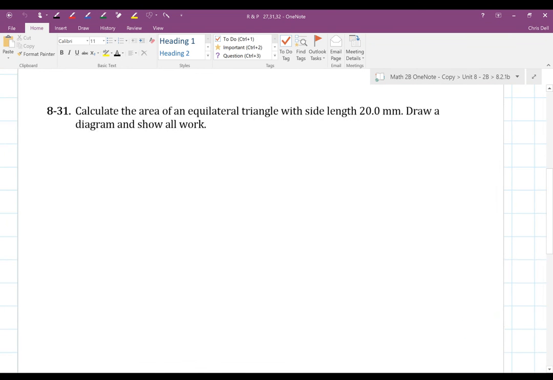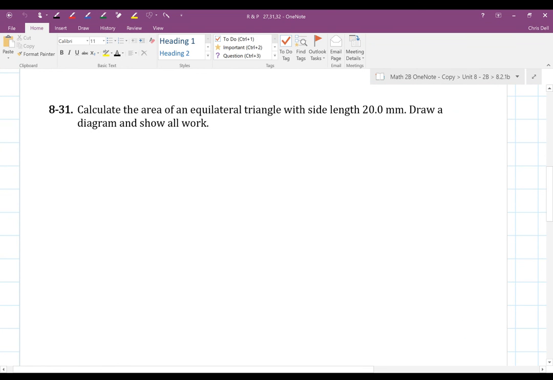We are looking at a problem where we've got to find the area of an equilateral triangle given its side length. So this is coming from CPM's Integrated Math 2, section 8.2.1, number 8-31. So it says calculate the area of an equilateral triangle.